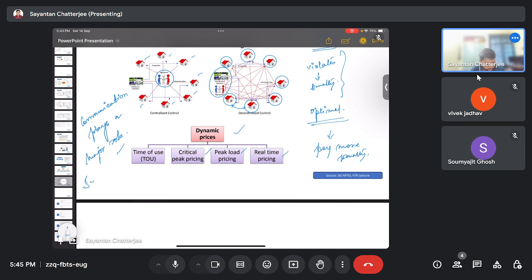And the entire demand response procedure should be unbiased.